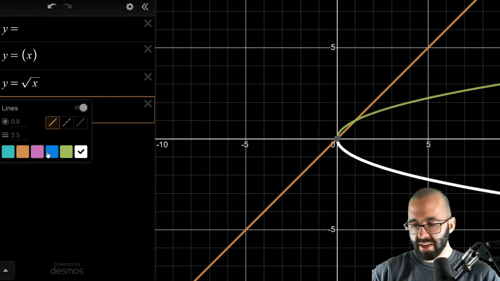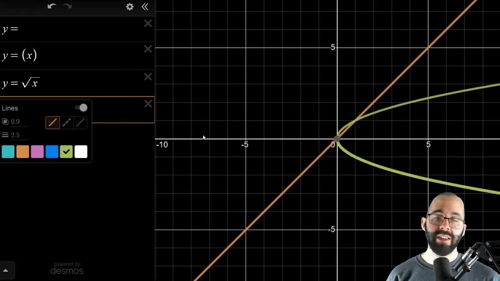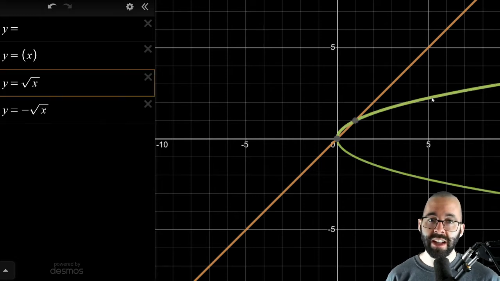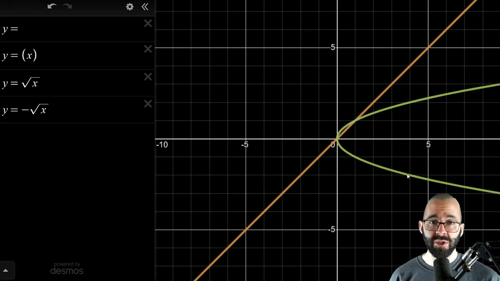This is the function that we just found. But remember back to what it means to be a function. One input should only have a single output. We're getting double outputs everywhere. It fails the vertical line test. It fails the vertical line test badly.